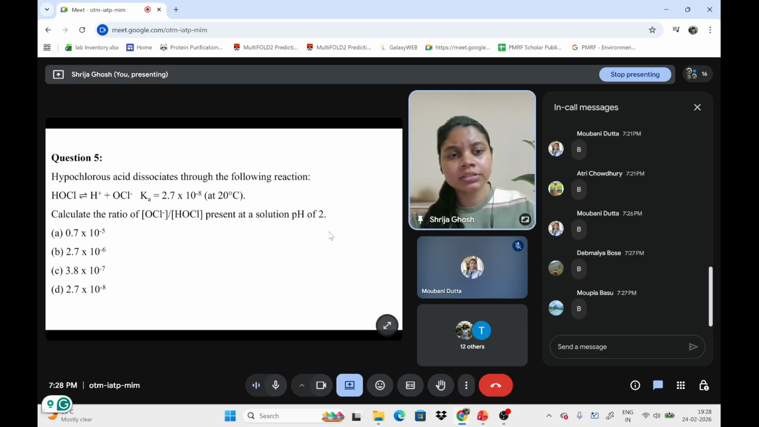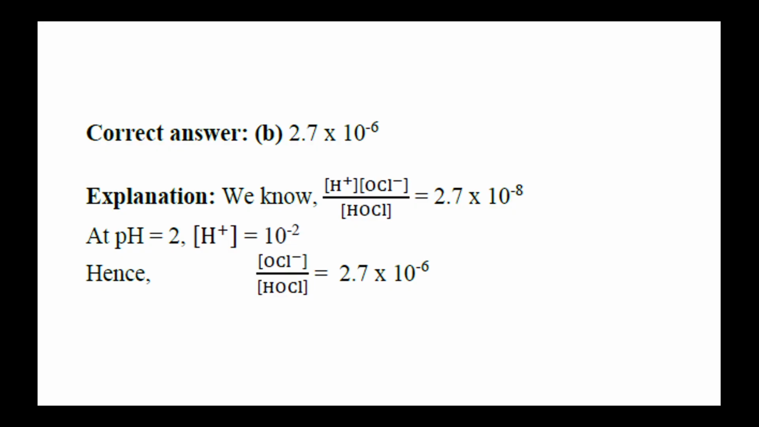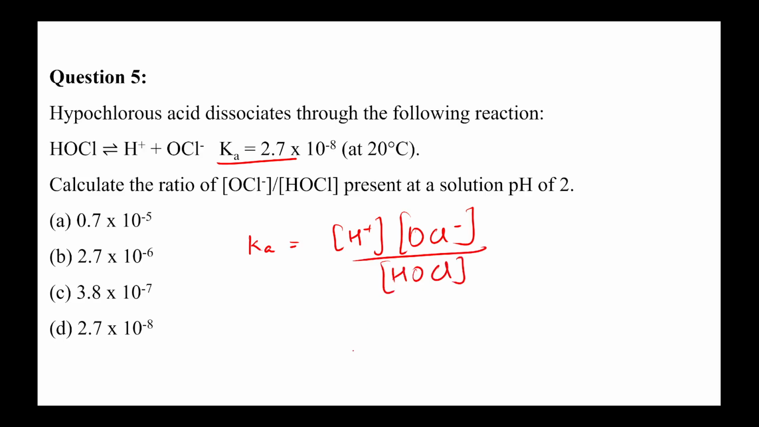Three people have answered in the chat box and all of them are saying option B. That is the correct answer. So you have the dissociation constant given here, Ka, and the dissociation constant can be written as the concentrations of the products. Here two products are there, so H plus concentration multiplied by OCl minus concentration divided by HOCl concentration, that is the reactant concentration.